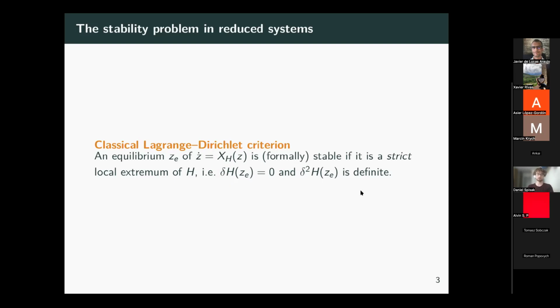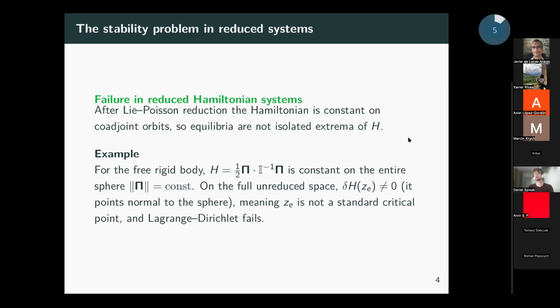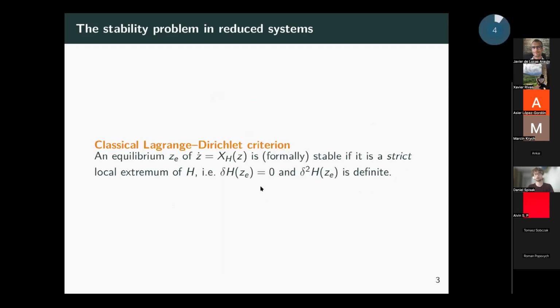The problems arise in many physical systems where this criterion does not yield anything we can use. For instance, it often fails in reduced Hamiltonian systems: after Poisson reduction, the Hamiltonian is constant on coadjoint orbits, and so the equilibria are not isolated extrema of H. So this criterion doesn't give us anything.